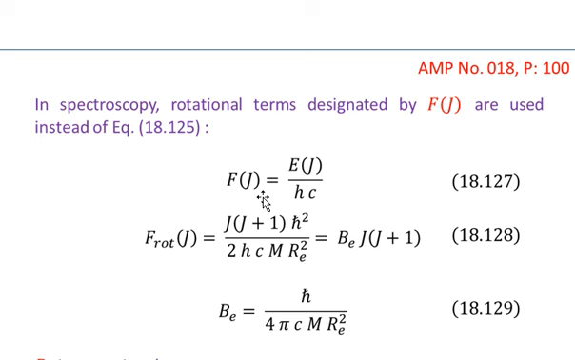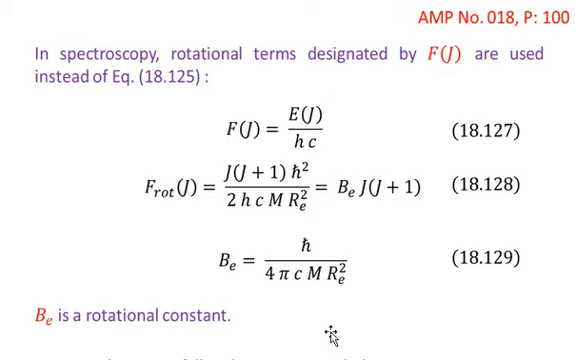And if you write it in abbreviation, it is Be times J(J+1), where Be, which is equal to h bar divided by 4 pi c times capital M times re square, is actually the rotational constant. So now I have represented the function F rotational as a function of J equal to Be times J(J+1).